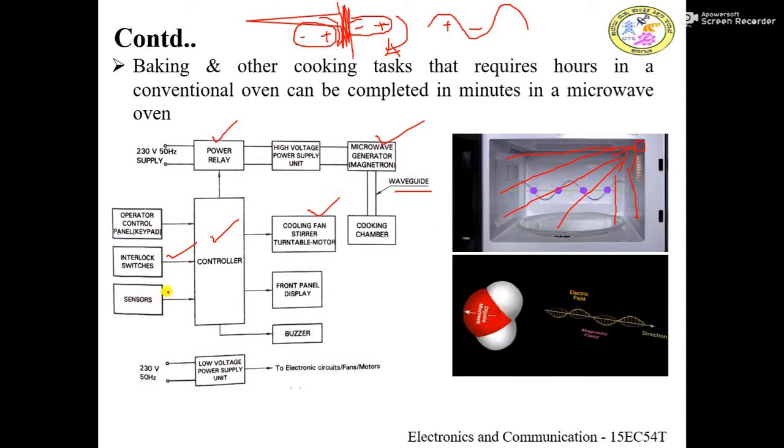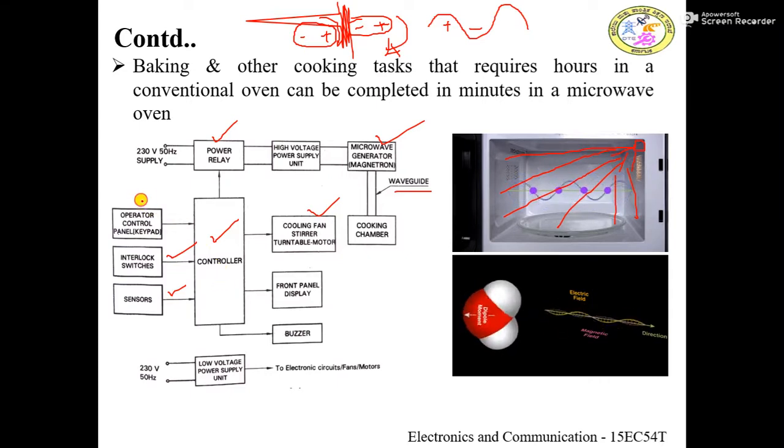Next one is the sensors. We would have a temperature sensor as well as a moisture sensor, which are responsible for measuring physical quantities like temperature or moisture inside the cooking chamber, and they give the necessary information in the form of an electrical signal back to the controller. The controller reads the information sent by the sensors and takes the necessary controlling action.